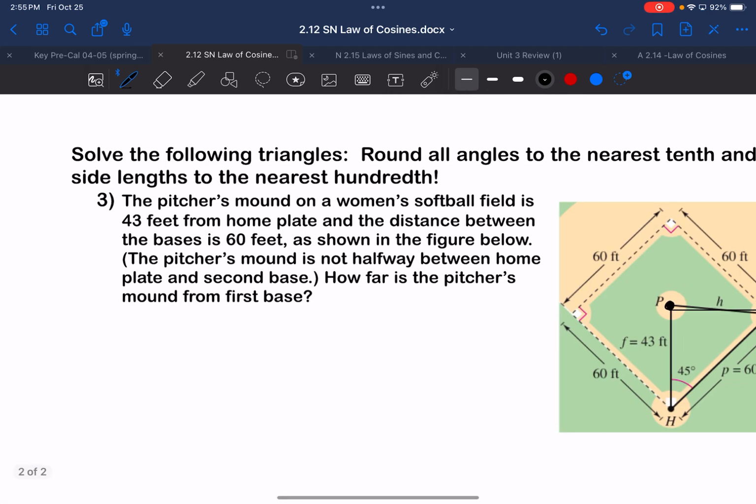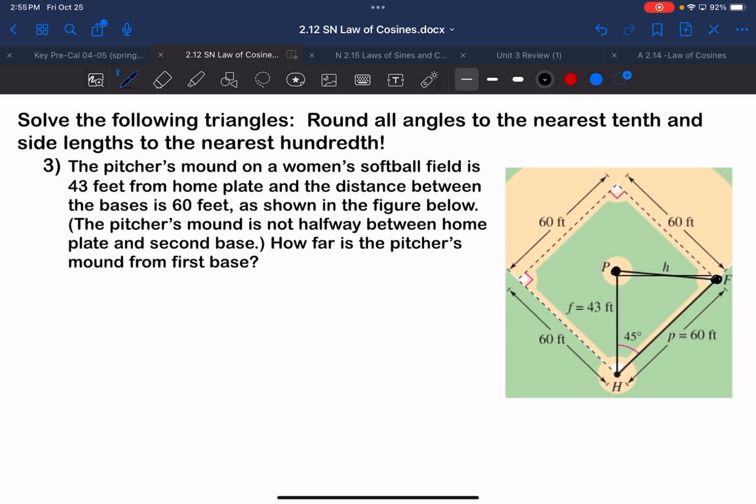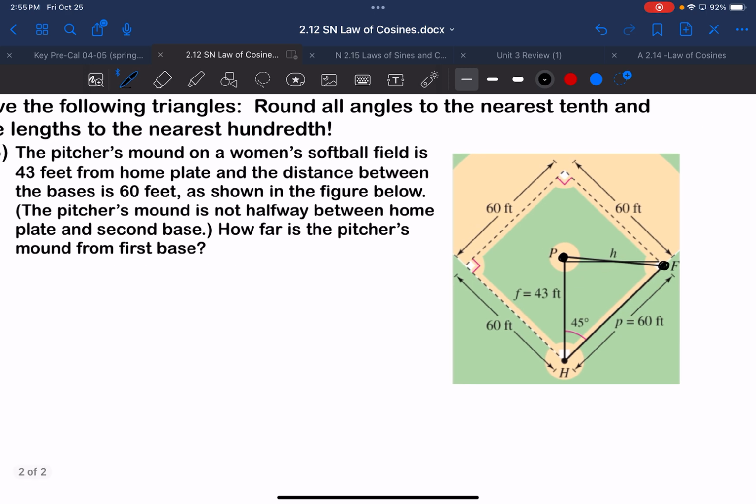Okay, so first one says, the pitcher's mound on a women's softball field is 43 feet from home plate, and the distance between the bases is 60 feet, as shown in the figure below. The pitcher's mound is not halfway between home plate and second base. How far is the pitcher's mound from first base? So in this picture, what piece am I looking for exactly?